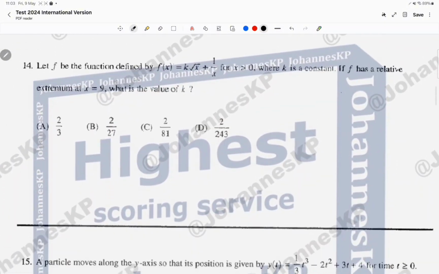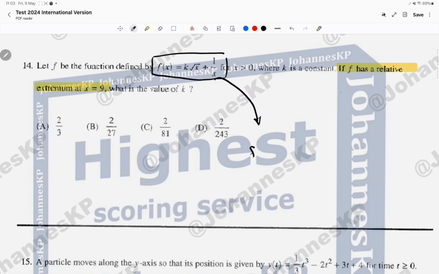Question 14. Okay, so if f has a relative extremum, that could mean a minimum or a maximum. We don't know. So what do we do? We should take our f and differentiate. We should also equalize it to 0, and we should replace x there with a 9.